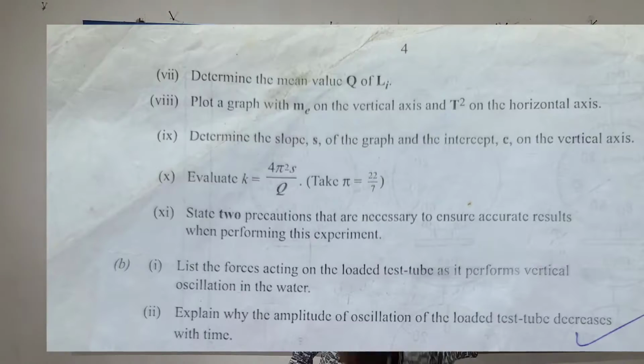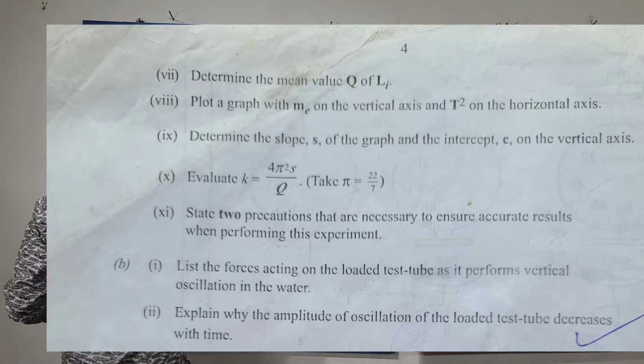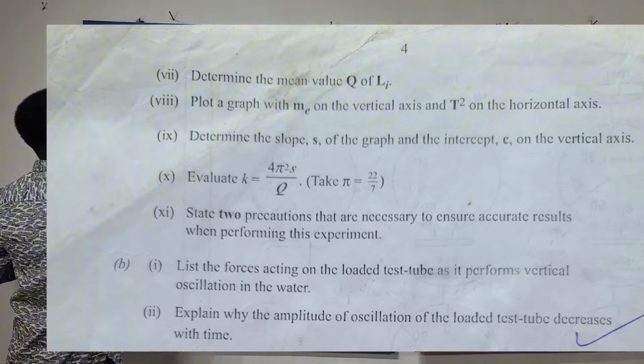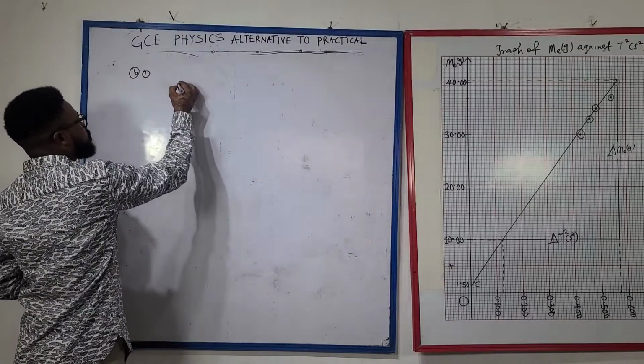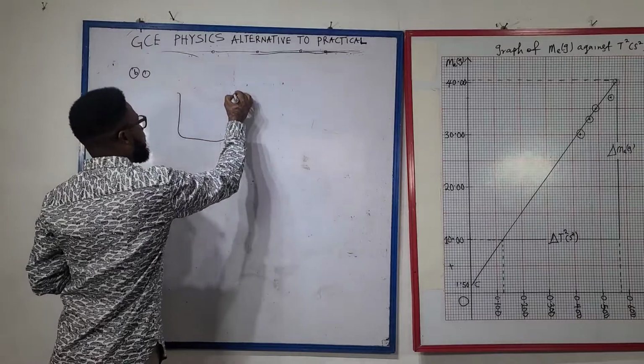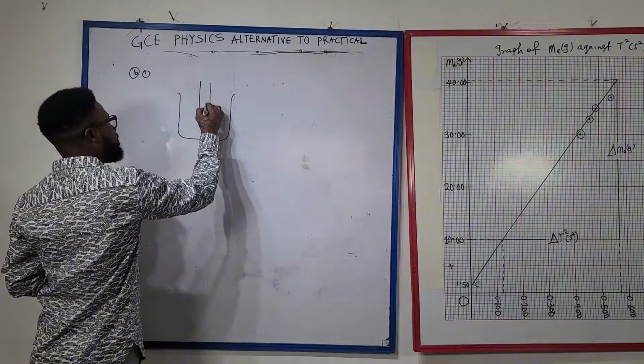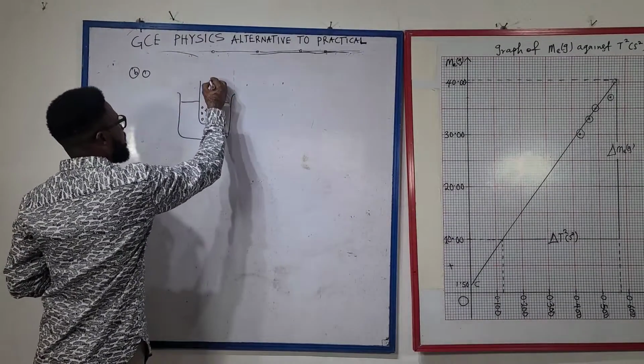It says, list the forces acting on the test tube as it performs vertical oscillation in water. What they want here is for you to list the forces acting on a floating body, because what we have here is a test tube loaded and floating in water. Okay, B1, I'm to talk about the forces. Let this be the water that I have, and let this be my test tube, of course, loaded with lead shot.